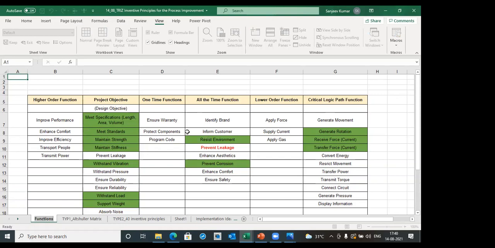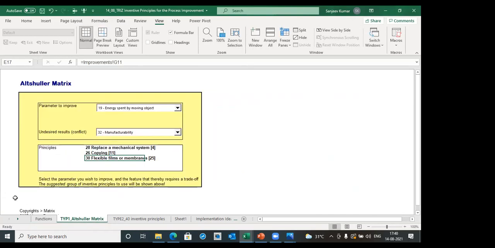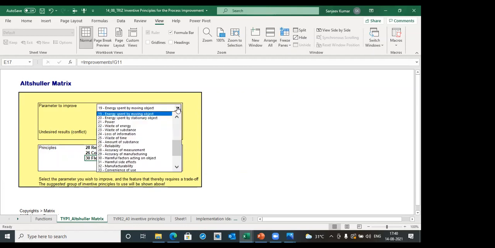Okay. And the next one is going to be the Altshuller matrix. When you are coming to the Altshuller matrix, you have 39 parameters. This matrix is completely independent, right? Yeah, this is independent, not related with the functions. Some are related to functions.